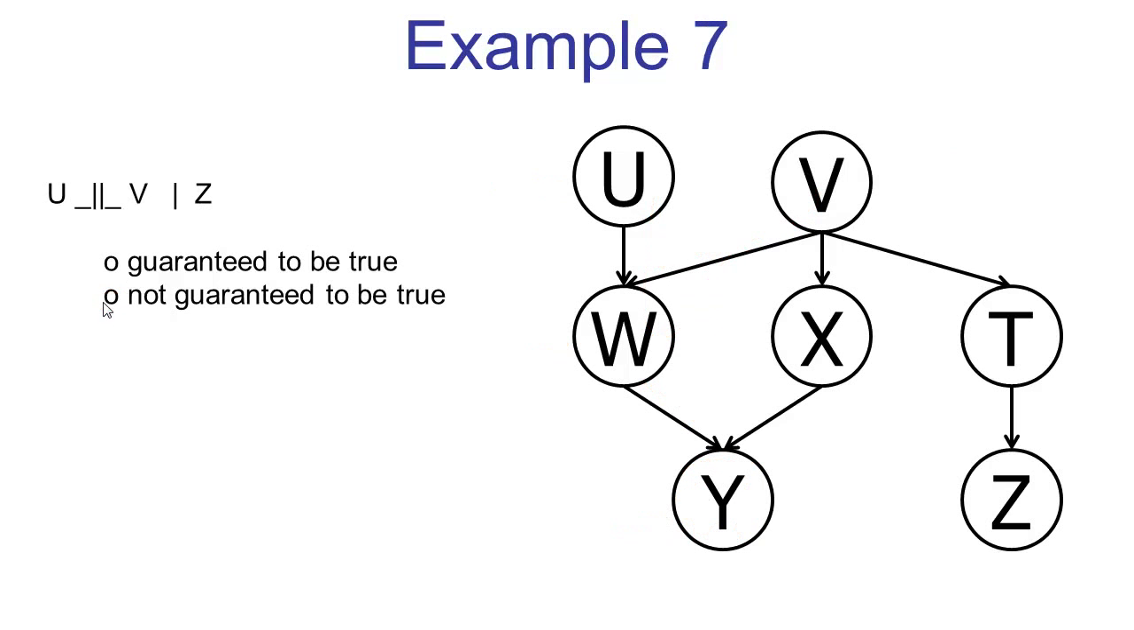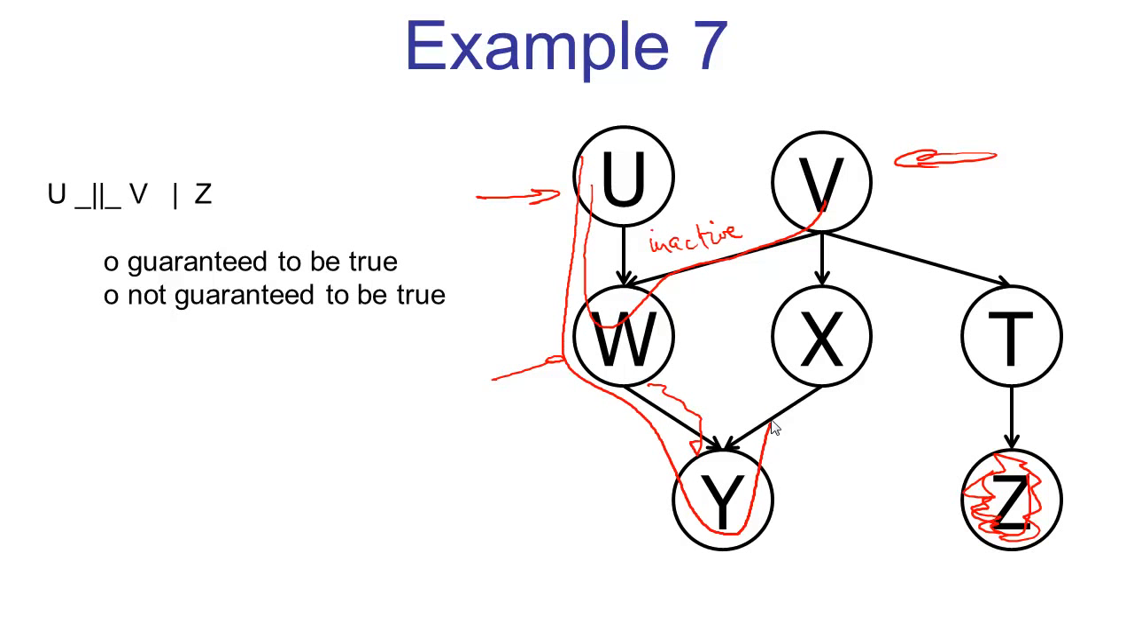We're again asked about U and V, and now Z is observed. Here's the first path. This path consists of one triple, a V structure. The middle node is unobserved. Its descendants are all unobserved, so this is an inactive V structure, making the entire path inactive. Let's look at the other path, UWYXV. The first triple along the path, UWY, is an active triple. It's a causal chain with the middle node unobserved. The second triple is a V structure.